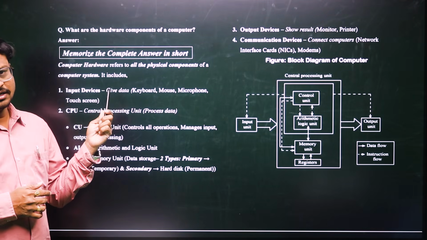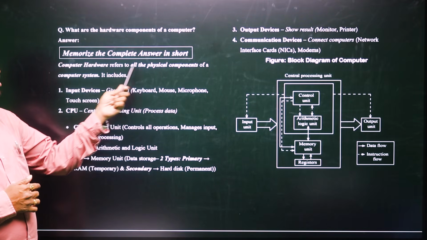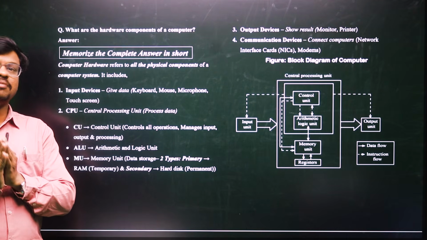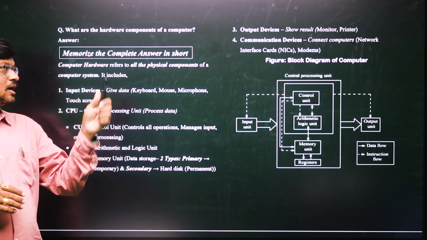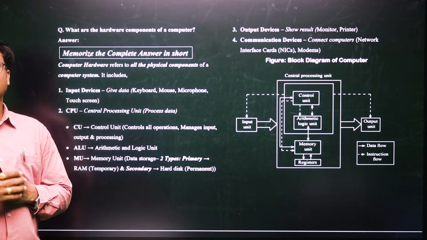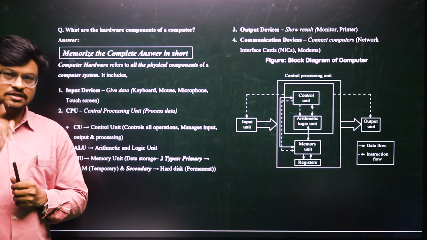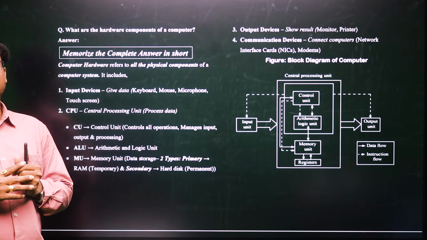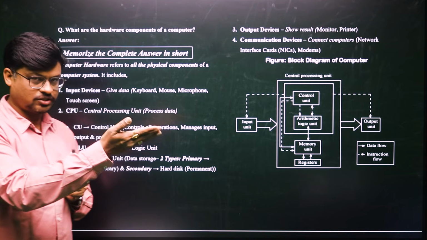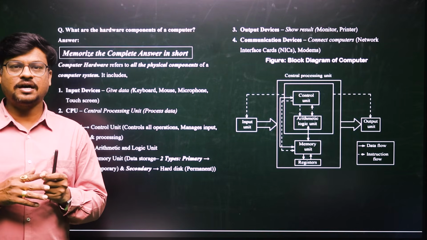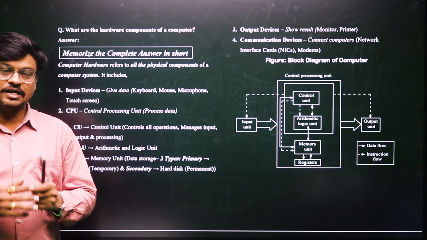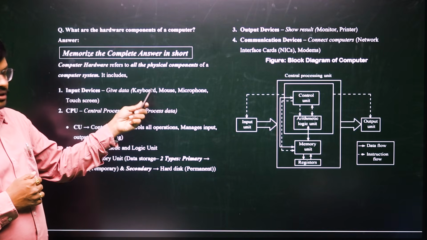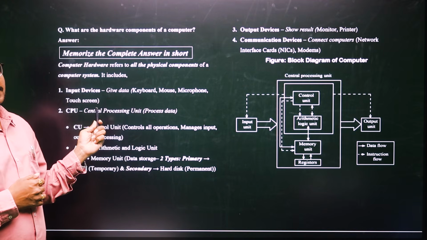To start with, the hardware refers to all the physical components of a computer system. All the physical components of your computer system are considered as hardware devices. To categorize our hardware devices, we start with input devices. Input devices are used to transform the data from the user to the machine, like keyboard, mouse, microphone, touch screen.